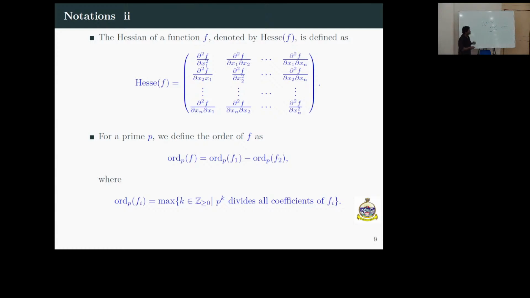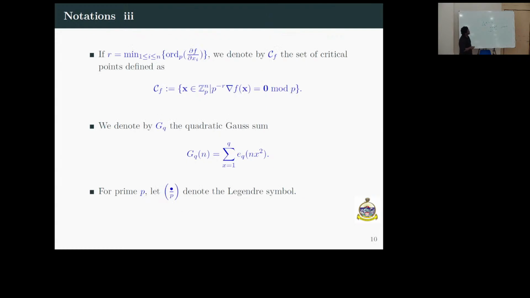Okay. Then I want to find what the critical points are. First, let me fix some integer r, which is uniform for the rest of the talk. r is the minimum of the orders of all the partial derivatives del f del xi. Then we define the critical point set of f, denoted by Cf, as those n-tuples from Zp such that p power minus r times del f del xi is congruent to 0 modulo p. So why are we multiplying by p power minus r? Basically we don't want it to be trivially 0 modulo p, right?